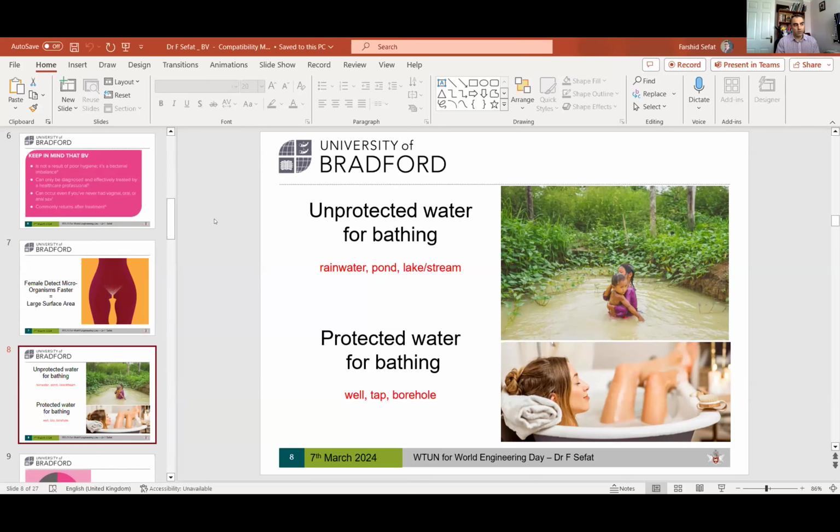Even the protected water for bathing, like tap water when taking a bath, has increased significantly in the past few years, because germs will accumulate on the surface of the bath. And for the same reason I mentioned in the previous slide, females can absorb germs a lot easier than males.